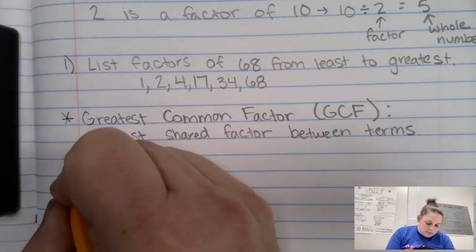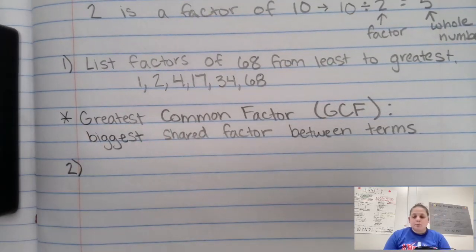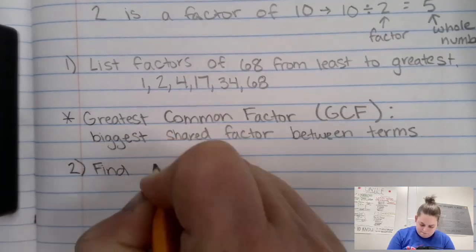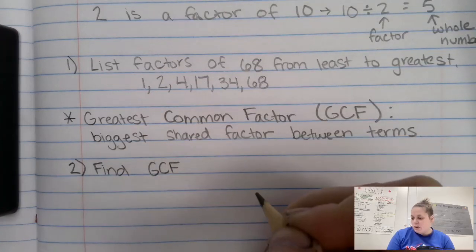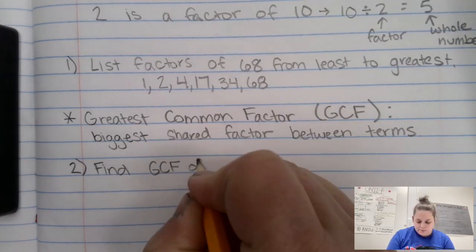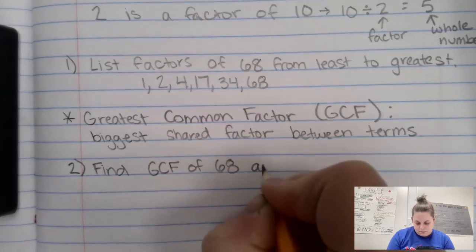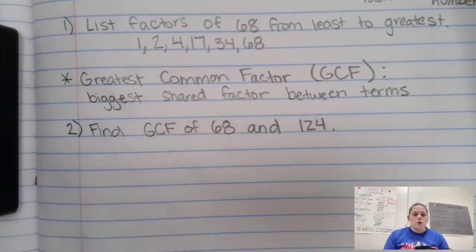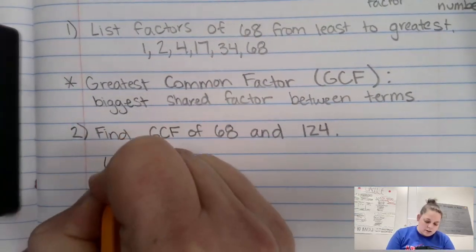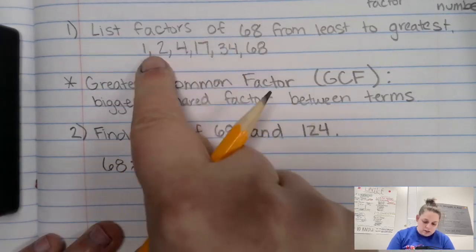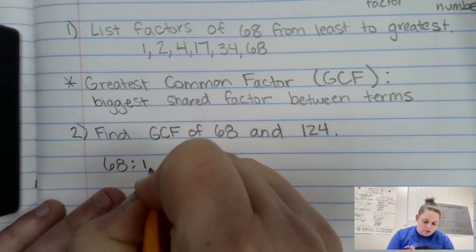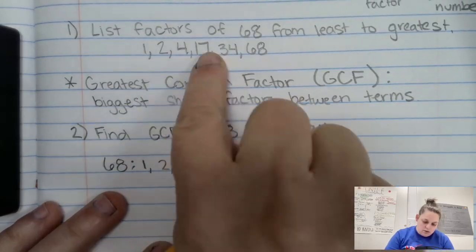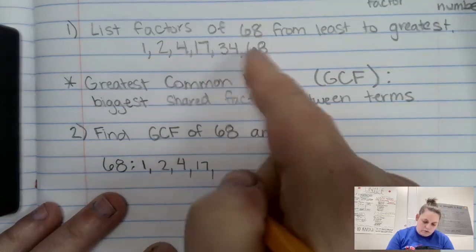Okay, so number 2. We're going to find the GCF of 68 and 124. Okay, so for our examples here, we're going to start with 68, and we're going to list all the factors of 68, which we already did. It's right there, so I'm just going to copy it. 1, 2, 4, 17, 34, and 68.